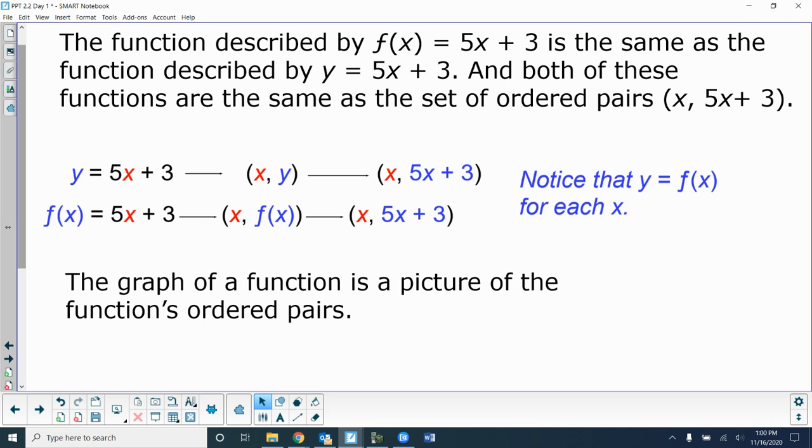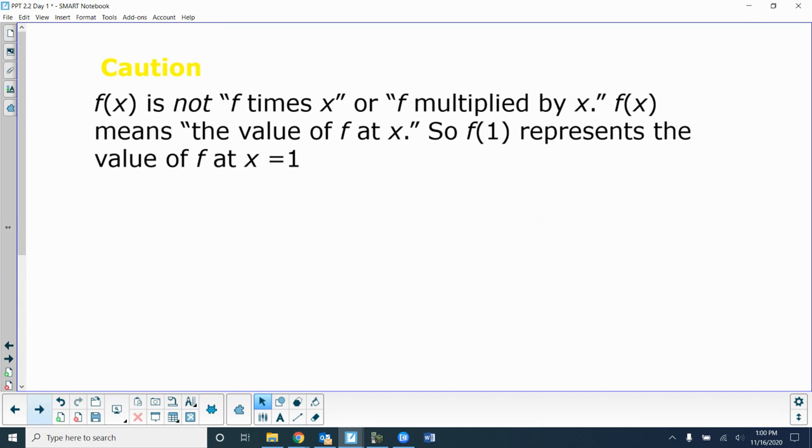Okay, both of these functions are the same set of ordered pairs. Again, a graph is a picture of all the answers. All right? Something like this would be a straight line, just have a y and an x in it. Straight line, that's a function. Again, f of x doesn't mean f times x or f multiplied by x. It means the value of f at x. So f of 1 represents the value of f at x equal to 1.